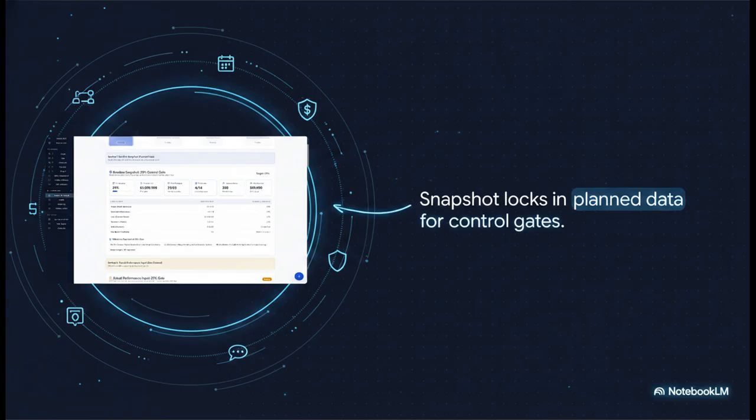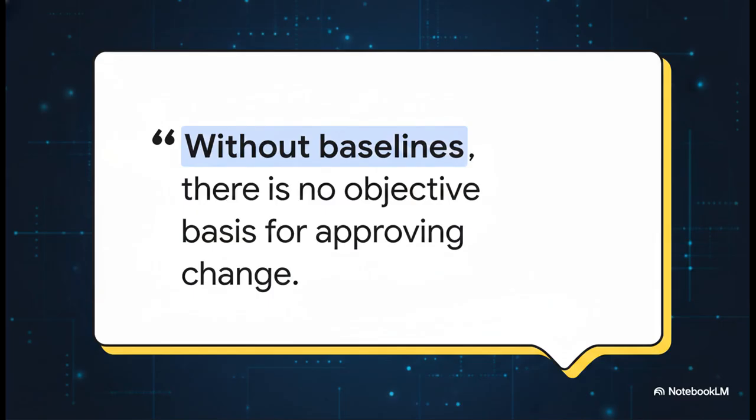It covers everything from your executive summary to cost distribution and governance. This is what you use to lock in plan data for your control gates and get that formal stakeholder approval. This entire process really highlights a foundational truth from the PMBOK methodology. Without baselines, there is no objective basis for approving or rejecting change.